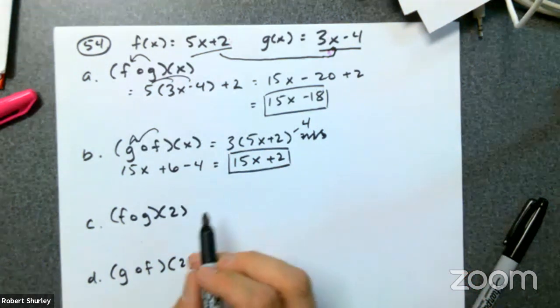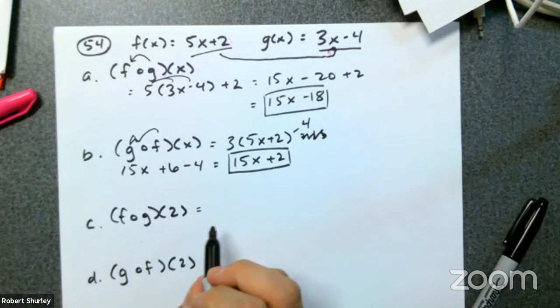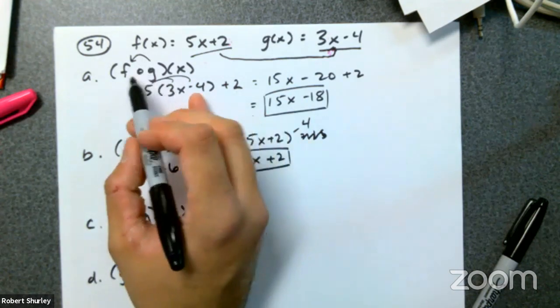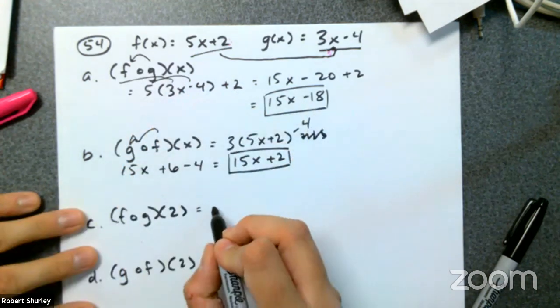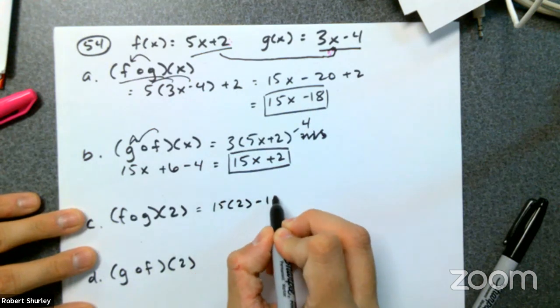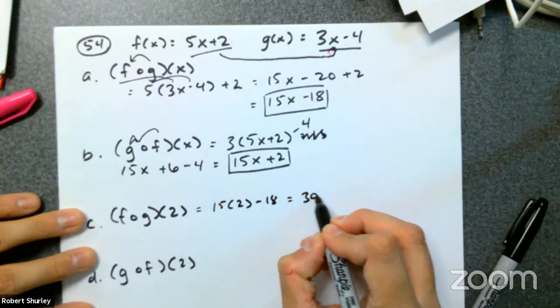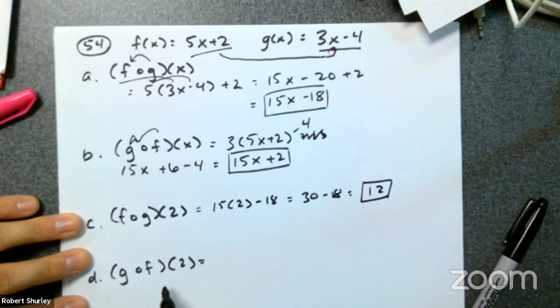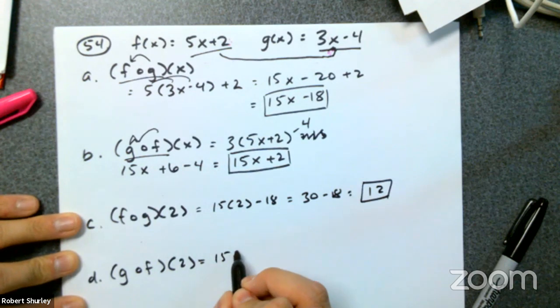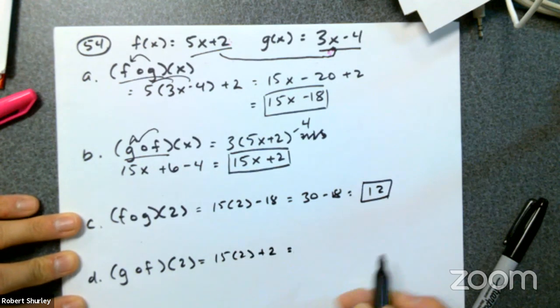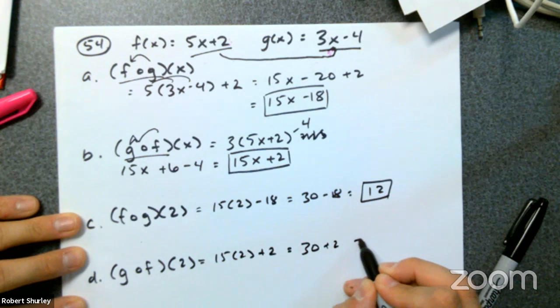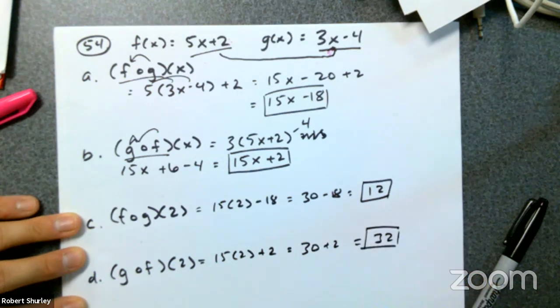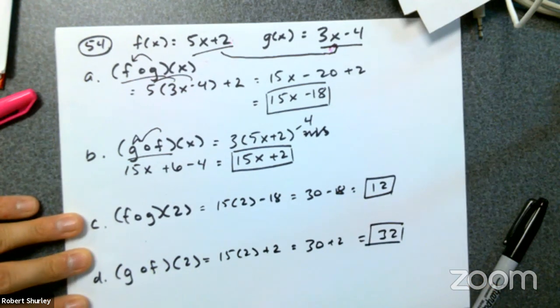Okay, so now the last questions. Let's plug in 2 to both of them. So f composed of g, that's up here. So we wind up with 15 times 2 minus 18. So 30 minus 18, that's 12. G of f of 2, well, I've already found g of f. So it's going to be 15 times 2 plus 2. So that's 30 plus 2, so 32. Okay? Questions, guys?